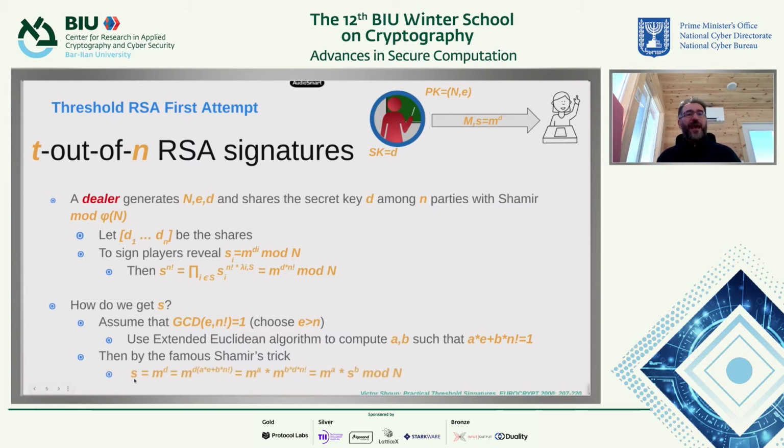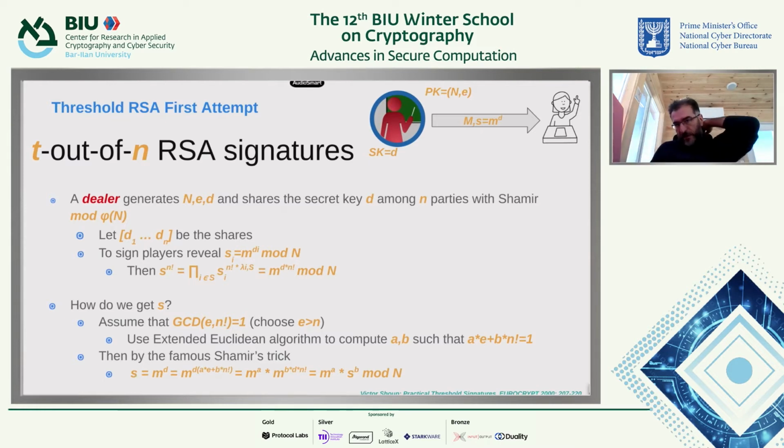And how does that work? So what is s? S is m to the d, but I can multiply this d by 1. And 1 is a times e plus b times n factorial by the GCD property. And now look at what happens when you split this sum as a product. The d and the e cancel out, and so you're left with m to the a. And what about the other one? The other one is m to the d times b times n factorial. But m to the d times n factorial is the signature to the n factorial, which I just received from the players. Sorry, this should stay here, s to the n factorial. But I have this component right here, and I raise it to the b, and I have this component right here, and I raise it to the a, and I have my signature s.